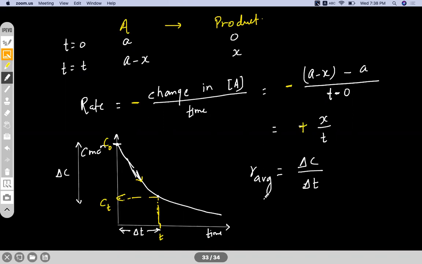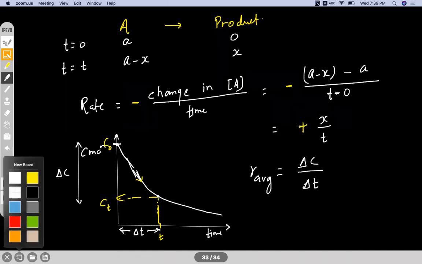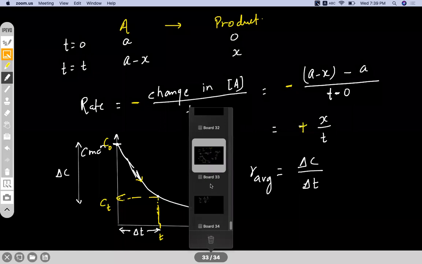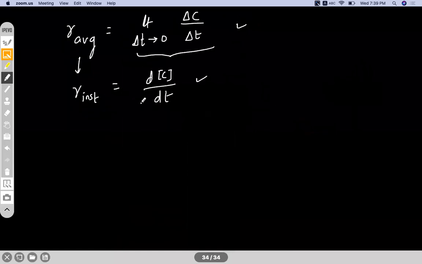Right? So r instantaneous is dc by dt, and r average is defined over a period of time, that is delta c by delta t. Mostly we'll use instantaneous rate for the calculation. Understood? Instantaneous rate for the calculation. So you see here, r instantaneous is this, r average is this. Okay.